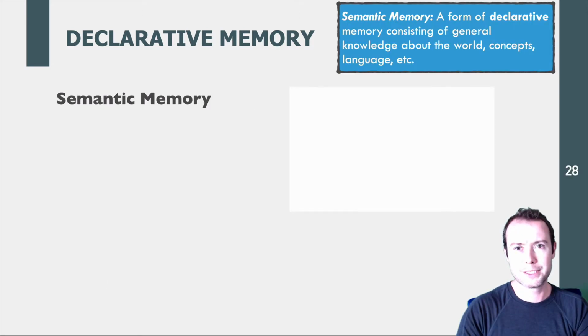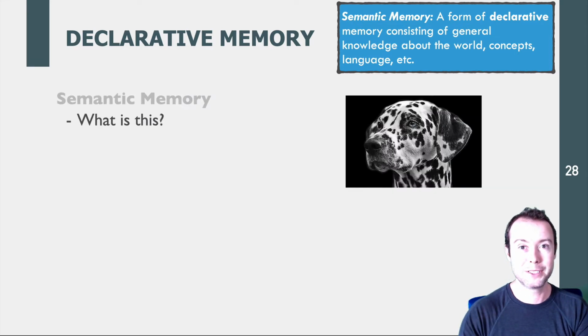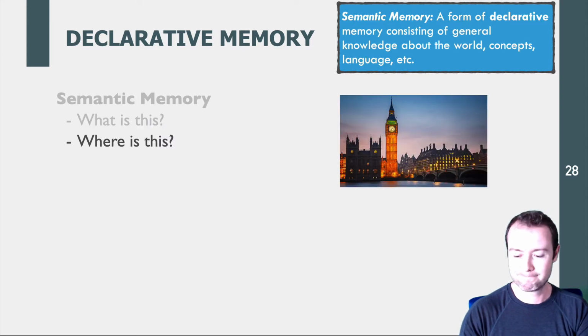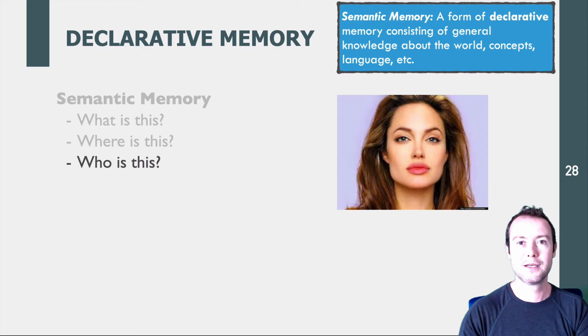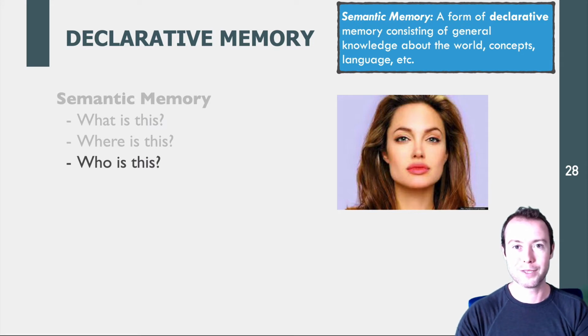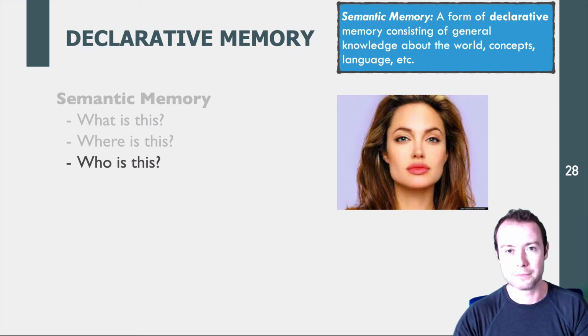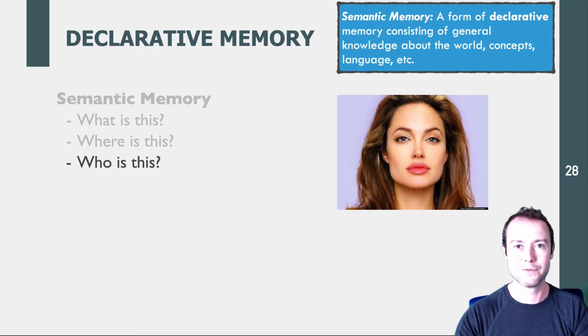Okay, we're going to switch our attention to semantic memory, and to illustrate semantic memory, try and answer the following three questions. What is this, where is this, and who is this? Now for most of you, you should find without too much difficulty, you realise the first one's a Dalmatian or a dog. You see the skyscraper, maybe you recognise that this is of London, and then who is this is Angelina Jolie. And for most people, you can answer those questions without necessarily needing to think too much.